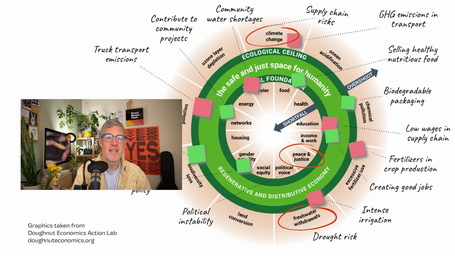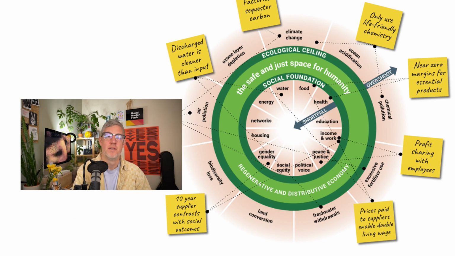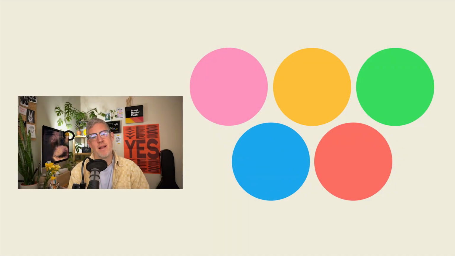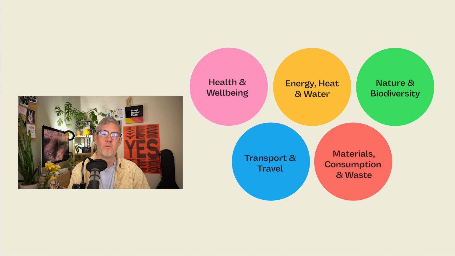Once you've located these and figured out what they are, that's when you can go into ideation and start coming up with solutions. Depending on the nature of your business, you're probably going to have to work with specialists within sustainability, because it is going to move into the science and the technical side of your business in terms of product development and carbon emissions. So if you want a more straightforward approach, this is a system and a process that we do with our clients. And we break it down into five core areas. They are health and well-being, energy, heat and water, nature and biodiversity, transport and travel, and materials, consumption and waste, or circularity. So we do exactly the same thing.